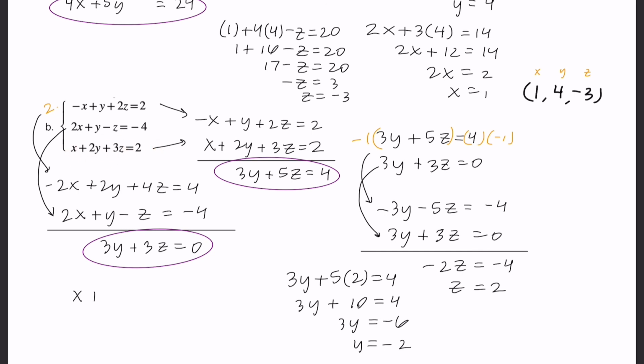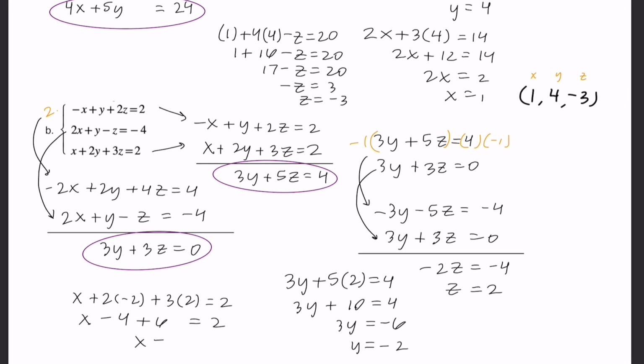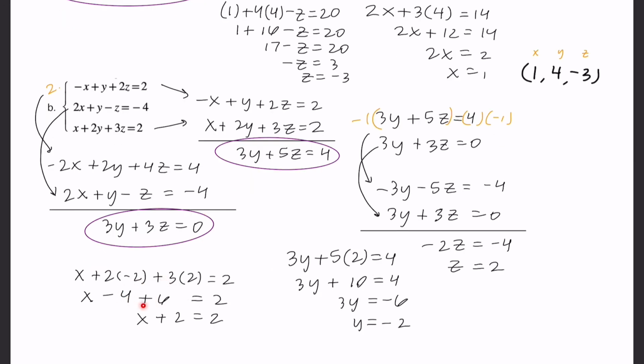So we get x plus 2 times -2 plus 3 times 2 equals 2. So again, you can see I plugged in -2 here for y and then 2 right here for z. And let's go ahead and finish and solve for x. So you combine like terms and you get x plus 2 equals 2, so then x is equal to 0. And now that we have all three variables, we're going to write our answer as an ordered triple in the form x, y, then z. So here's our final answer: 0, -2, and 2.